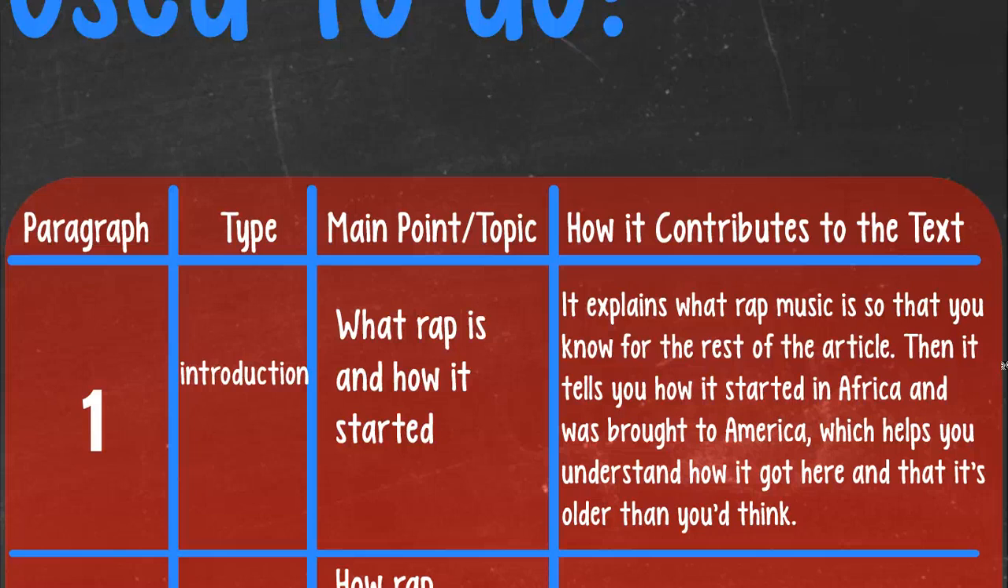So when I think about rap music, the farthest I think back is maybe like the 60s, 70s, but this is talking about hundreds of years ago. It has its roots in these different styles of music. So that's something I didn't know, and it helps me understand maybe how rap has formed into what it is today. Right? Let's look at the second paragraph.